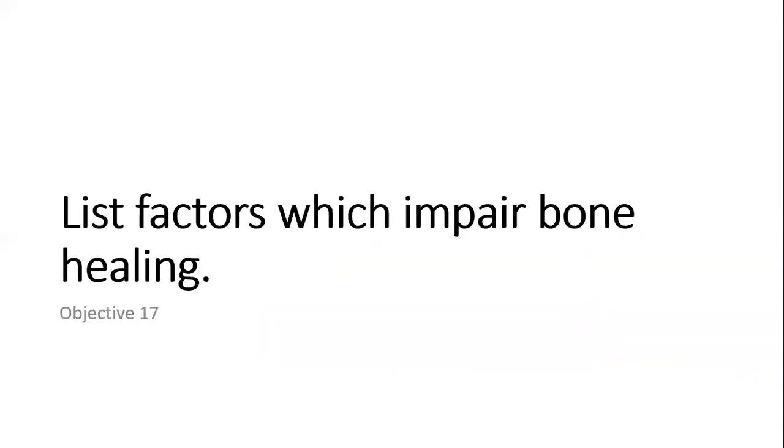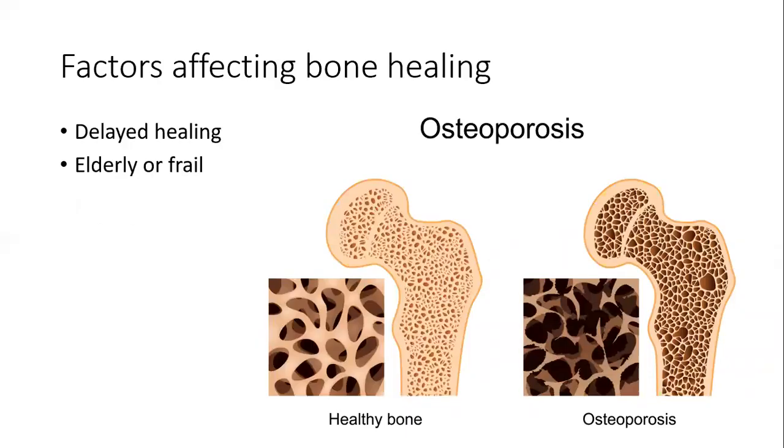So let's talk about the factors that impair bone healing. So you can have delayed healing. People who are elderly or frail, they don't have that mechanical demand on their bone, which stimulates bone to harden. And also osteoporosis is another factor, because there just isn't the materials there to make bone. It makes it real brittle. So that is what I wanted to say about that.